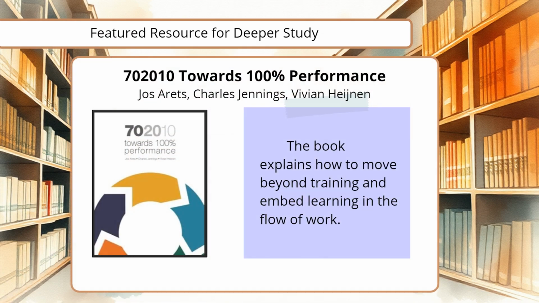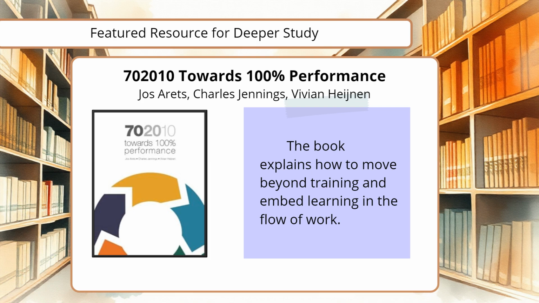Our featured resource for this lesson is 70-20-10 Towards 100% Performance. This book was written by Jos Arets, Charles Jennings, and Vivian Heijnen. These authors are leading practitioners who popularized the 70-20-10 framework. The book explains how to move beyond training and embed learning in the flow of work. It provides detailed strategies for applying the model in different organizations. Practical examples show how to integrate the 70, 20, and 10 for maximum performance.